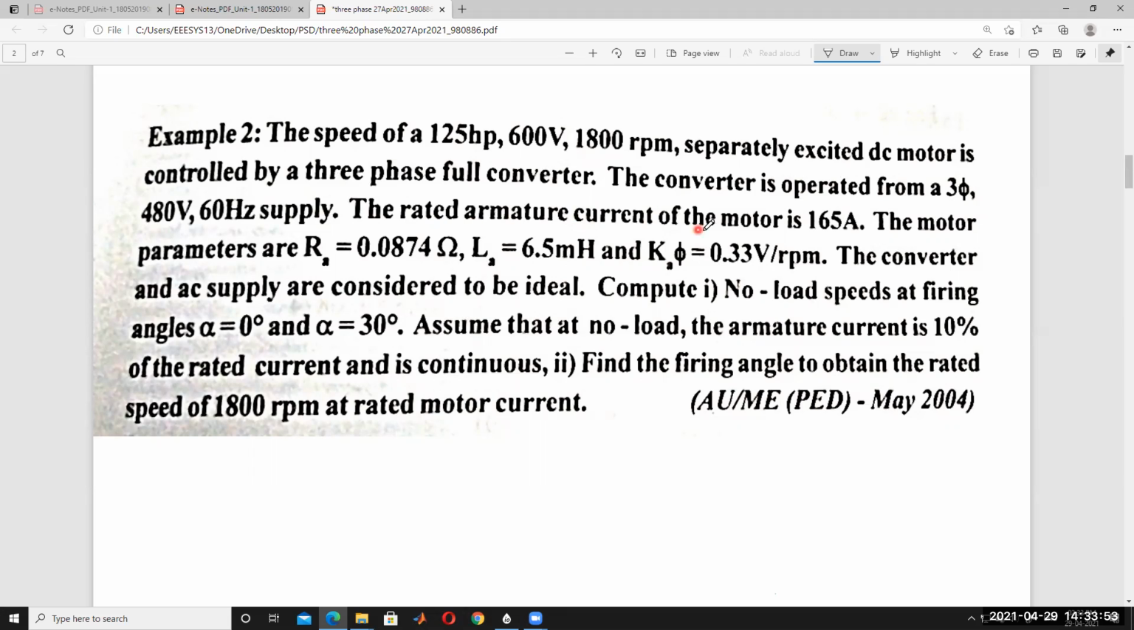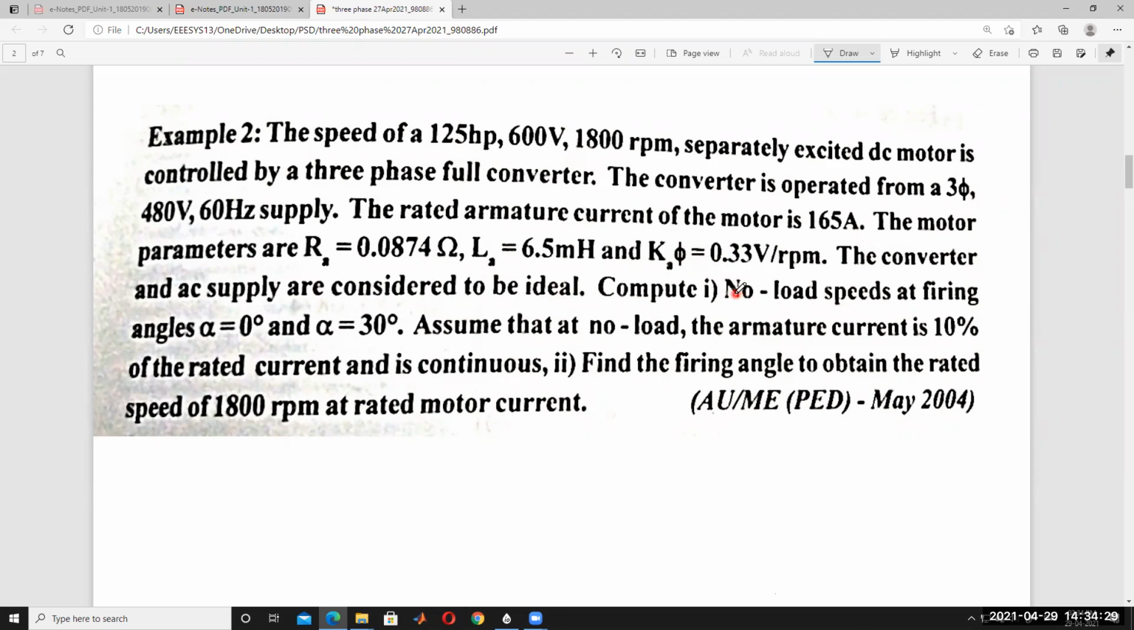The rated armature current of the motor is 165 amps. The motor parameters are RA is equal to 0.0874 ohms, LA is equal to 6.5 millihenry, and KA into phi is equal to 0.33 volts per rpm. The converter and the AC supply are considered to be ideal.